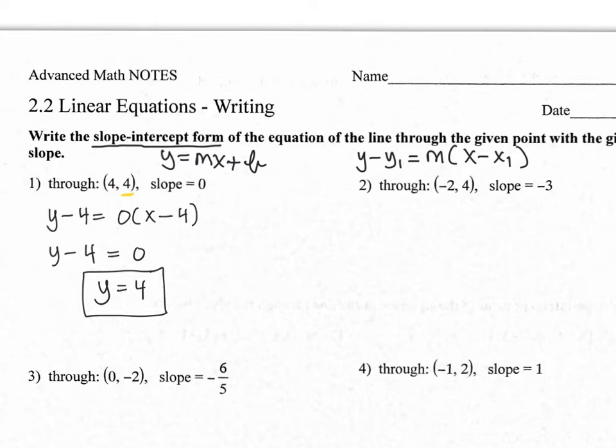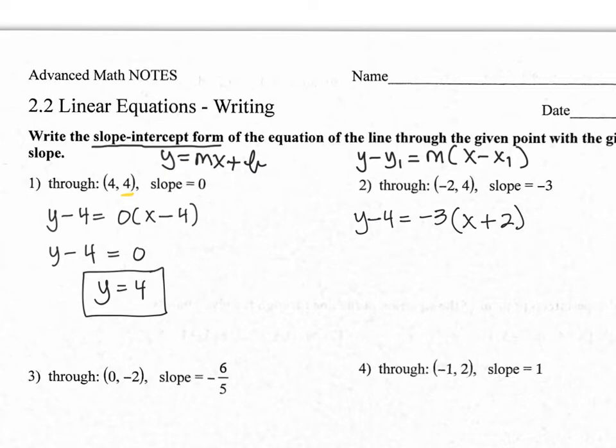All right, number 2, through the point (-2, 4), slope is negative 3. So again, we're using our point-slope form and filling it in. So y minus the y value, which is 4, equals m, which is our slope, negative 3, times x minus negative 2. Well, if it's minus negative 2, I'm going to go ahead and put plus 2. If you need to write that extra step, you're more than welcome to write that.